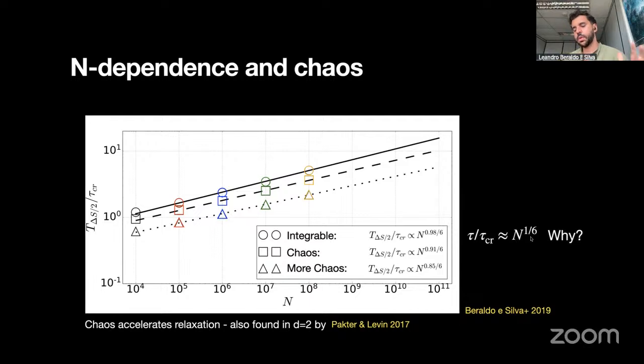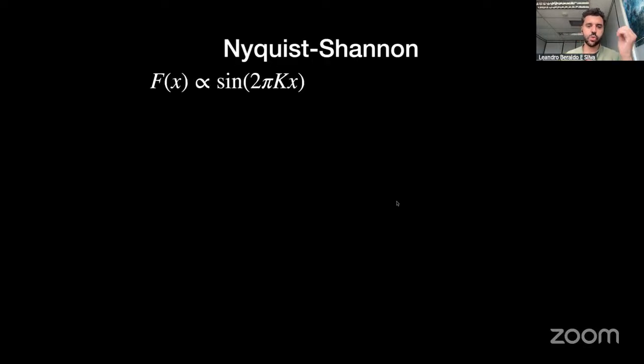Okay. And then it's intriguing, right? Why exactly this n dependence 1/6? Okay, this brings us to the connection with this Nyquist-Shannon theorem. Let me explain what this is in the simplest terms I can.